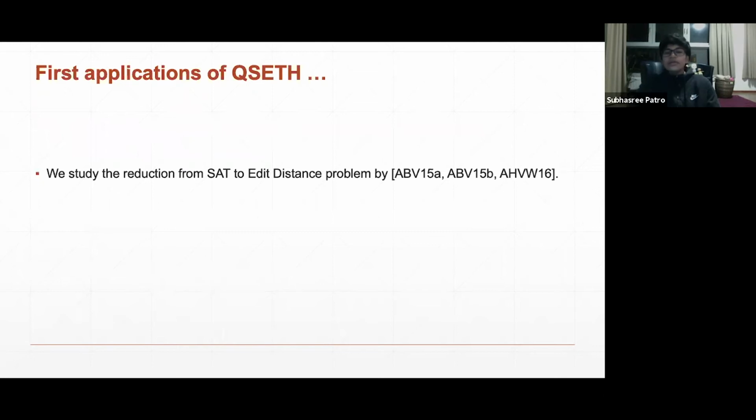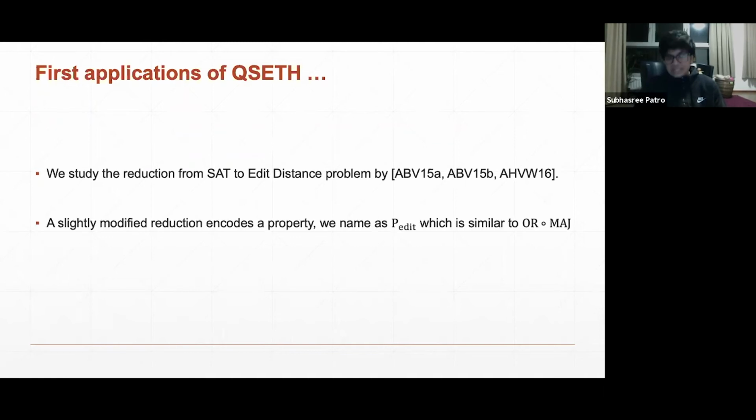So the way we are able to get the reduction work is we actually study the classical reduction from satisfiability to the edit distance problem given by Abboud et al. And we slightly modify the reduction. And then we notice that this reduction actually computes not just satisfiability, but some other property on these CNF formulas. And the property turns out to be something very similar to this OR of majority property.